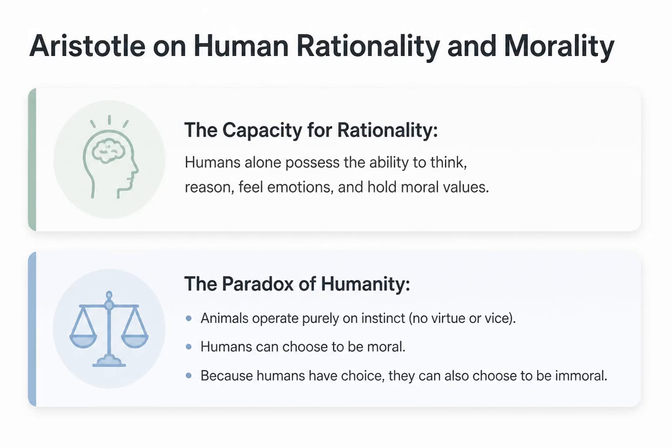Why did Aristotle place humans at the top? Because he argued humans alone possess rationality, the capacity to reason, feel complex emotions, and hold moral values. Late in his life, he made a fascinating paradoxical observation. Man is the only animal that can be simultaneously moral and immoral. A tiger killing its prey isn't being evil, it is just operating on pure instinct. There is no virtue or vice in nature, but humans have the capacity for reason, which gives us the choice to be moral. And tragically, because we have that exact same choice, we are also the only creatures that can actively choose to be immoral.